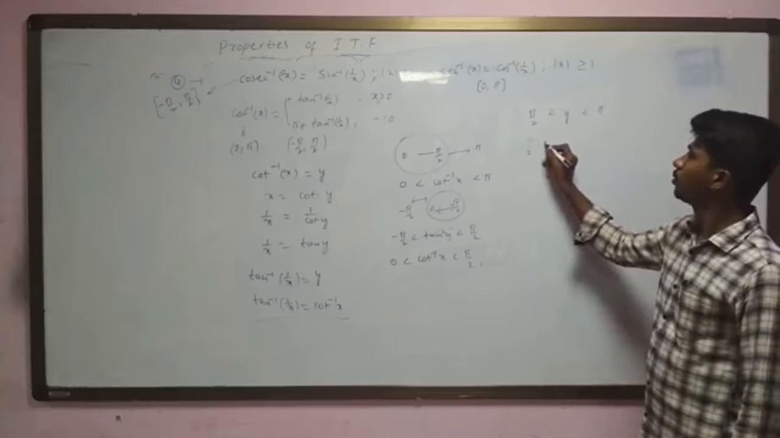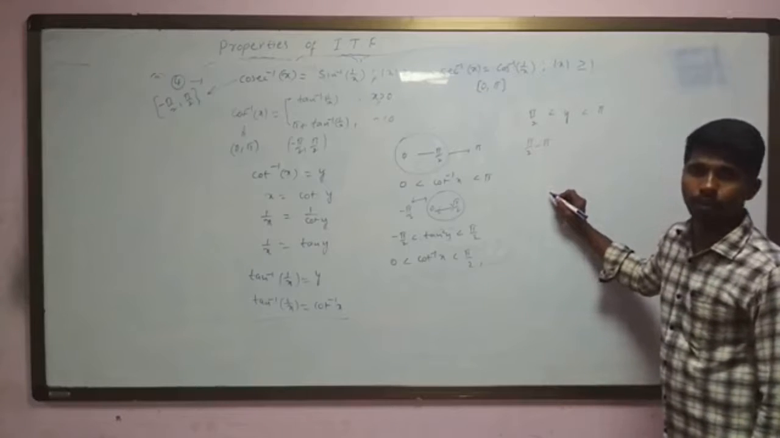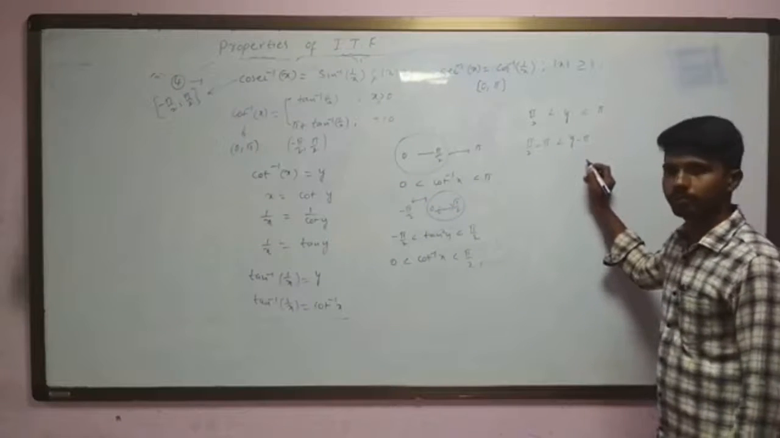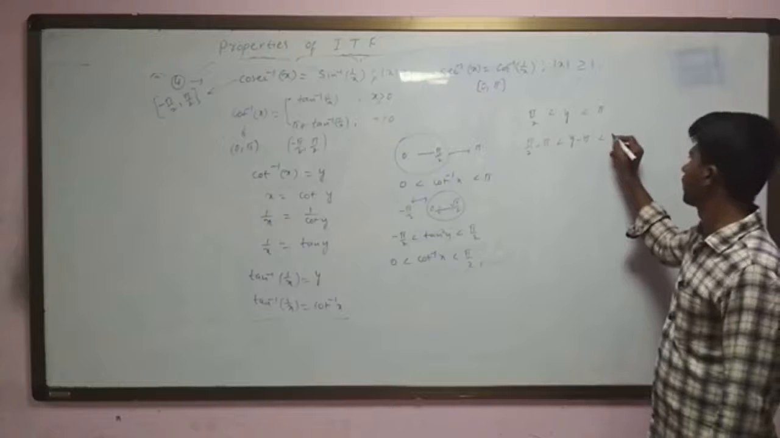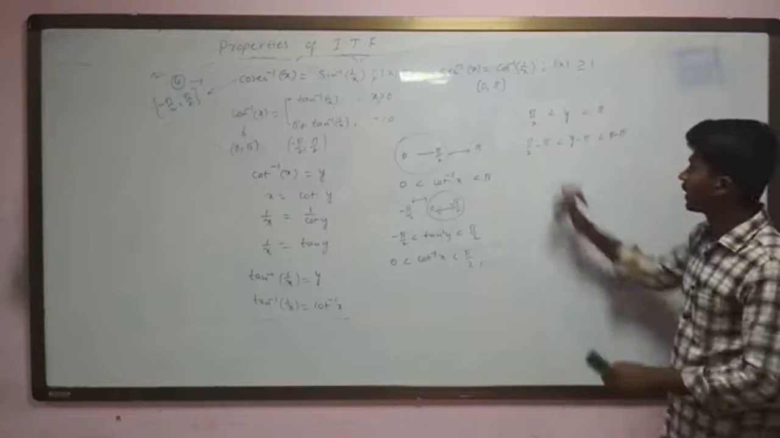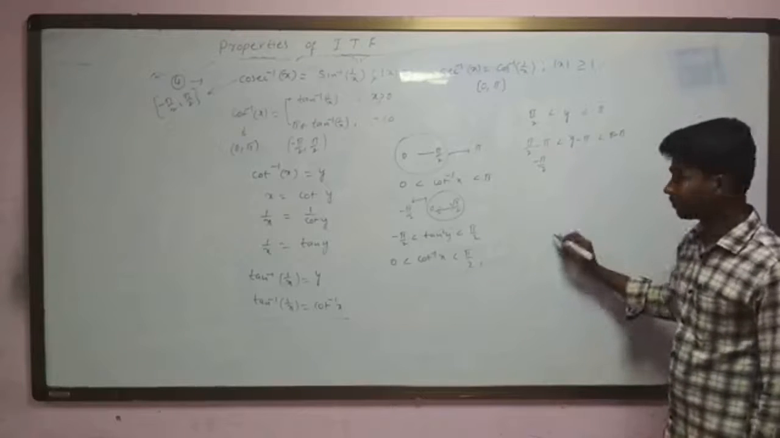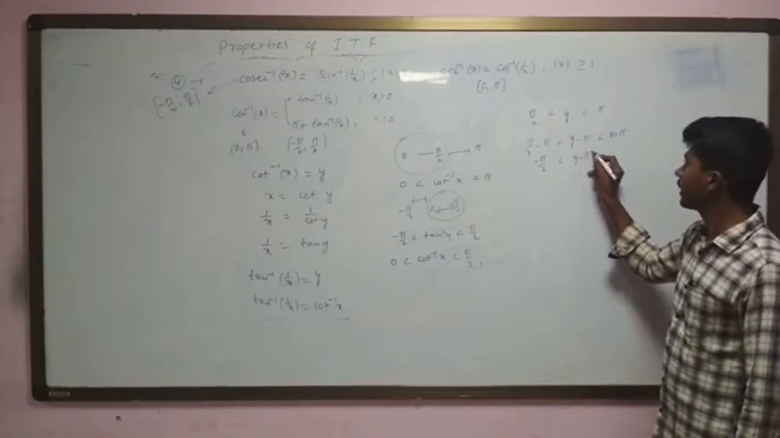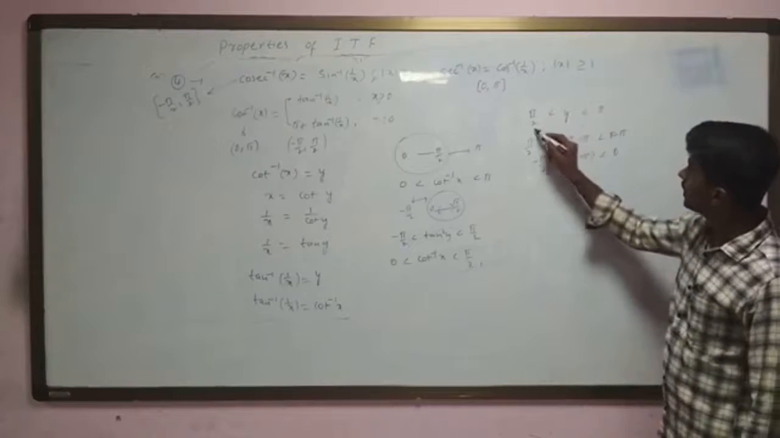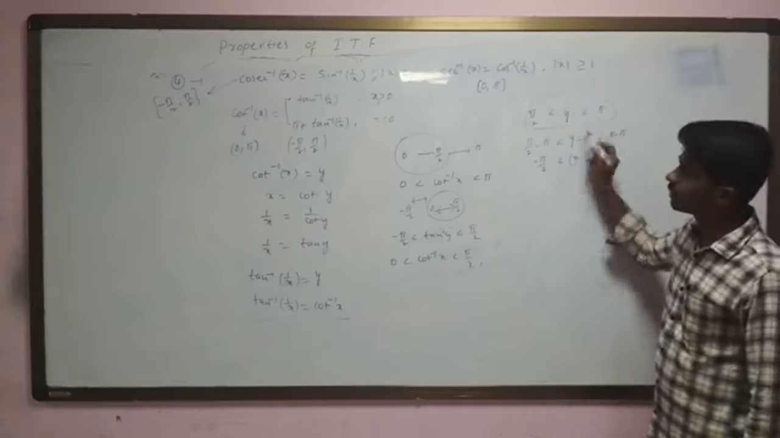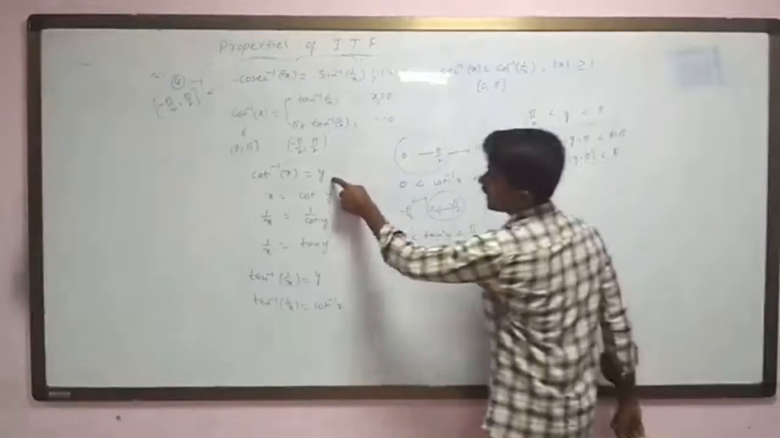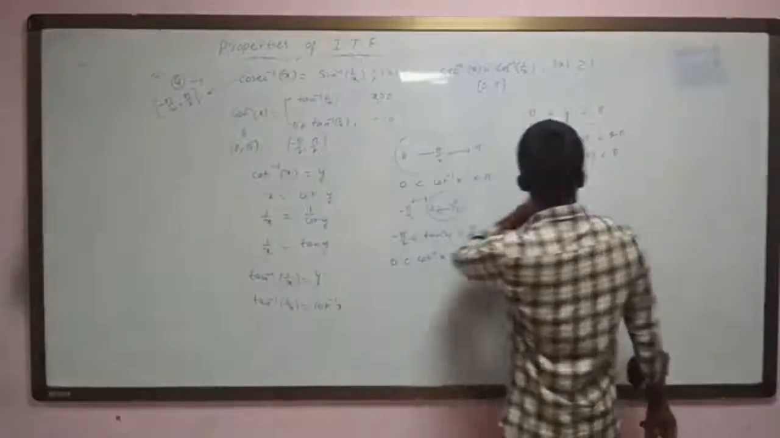So pi by 2 minus pi less than y minus pi less than pi minus pi. So I added minus pi to all the elements. Then what do I get? Minus pi by 2 less than y minus pi less than pi minus pi, which is 0. So in this interval, y acts as y minus pi.